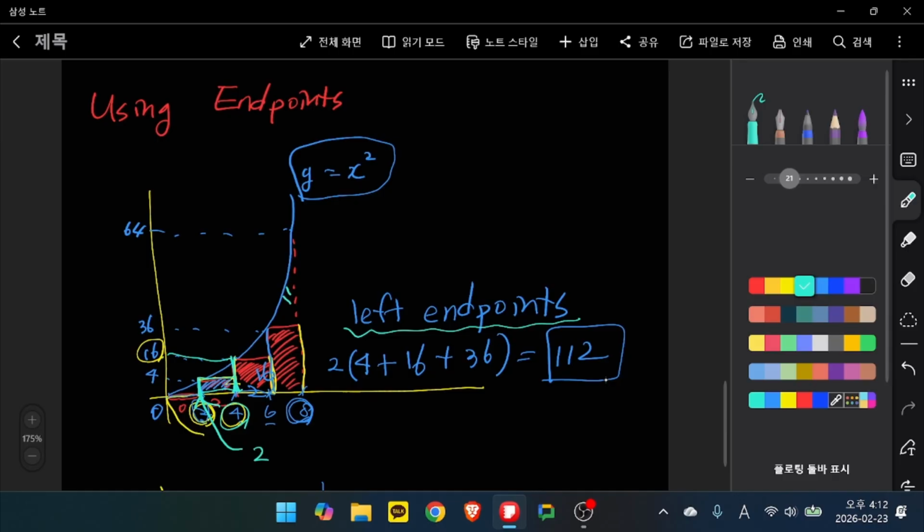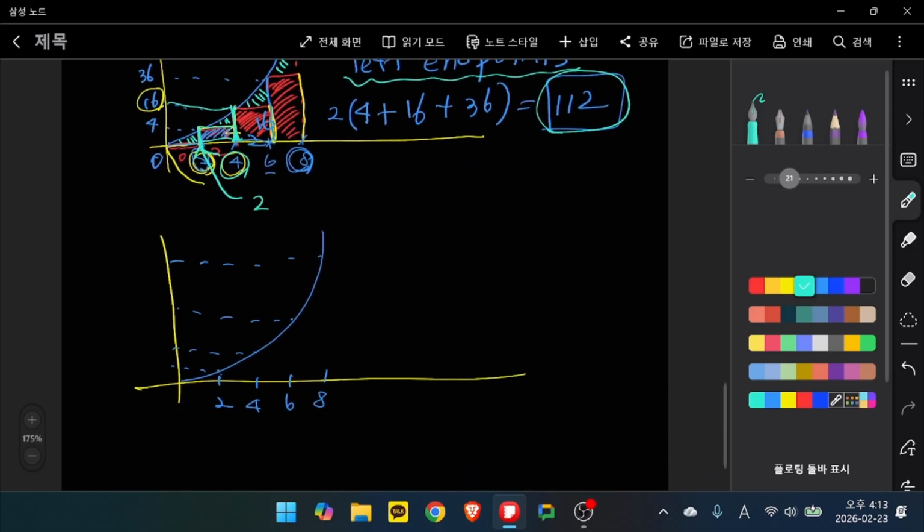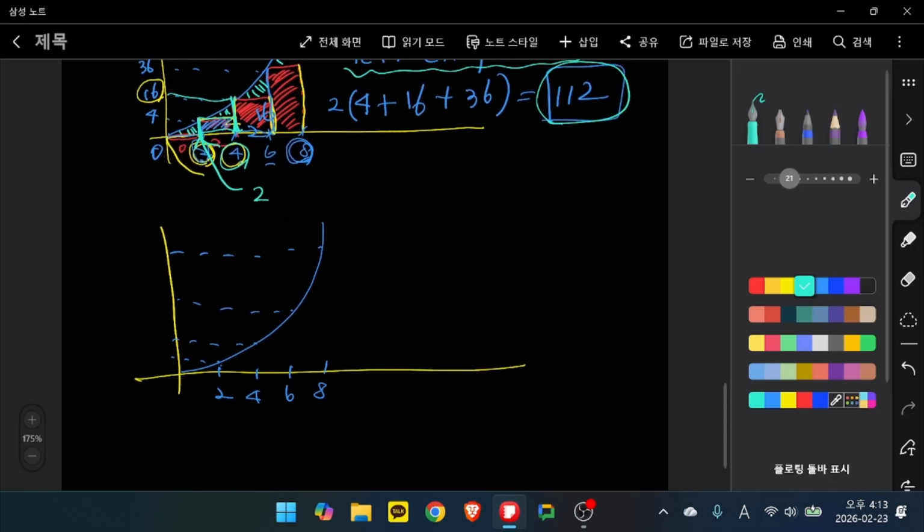So if I use left endpoint, because of this empty area, the sums of all the rectangles will be less than the actual value. What if I use right endpoint?